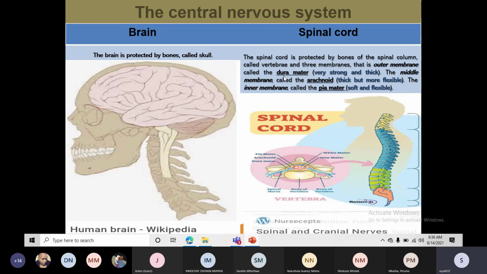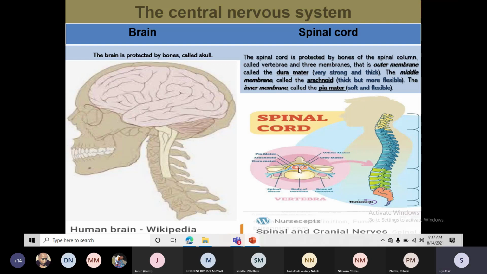There are three membranes. The outer membrane is the dura mater, which is very thick and strong because it's on the outside. The middle membrane is the arachnoid, which is thick but more flexible. Then the inner membrane is soft and flexible. We can assume that is where you can find most of the nerves, because nerves are sensitive. They need to be in a soft and flexible place.